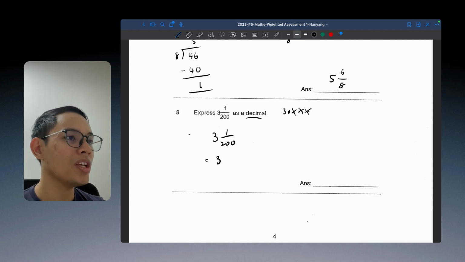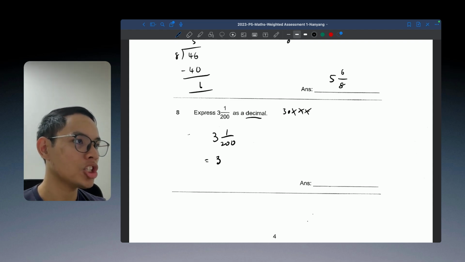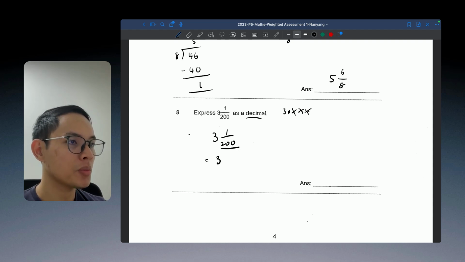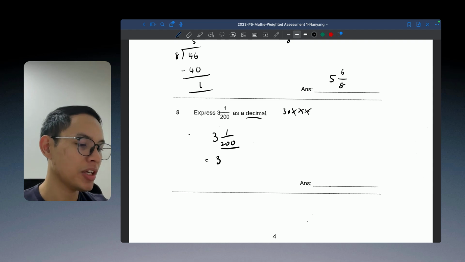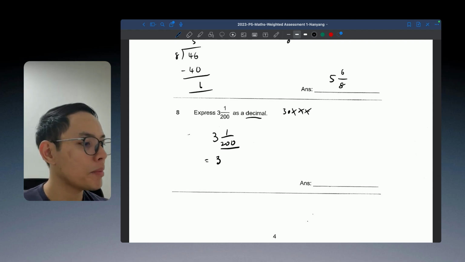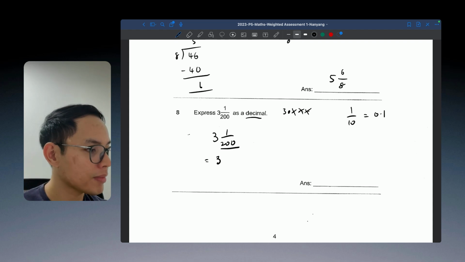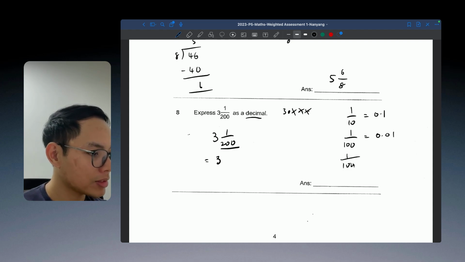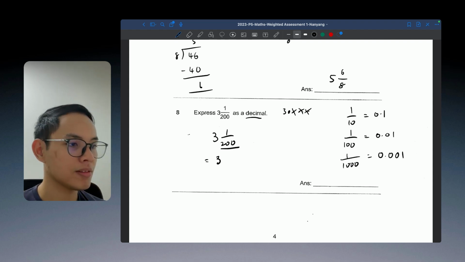Okay, so what you can do is essentially make this 200. What's the closest you can go to in terms of a decimal place for 200, right? If you remember, 1 divided by 10 is equal to 0.1. 1 out of 100 is equal to 0.01. 1 out of 1000 is equal to 0.001.